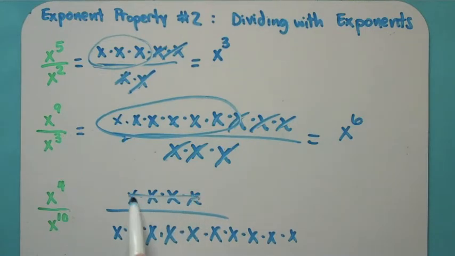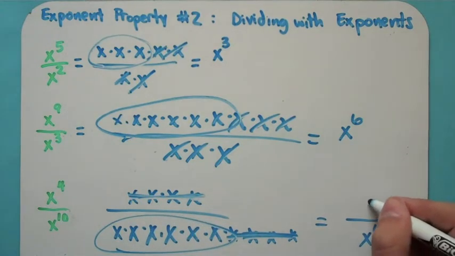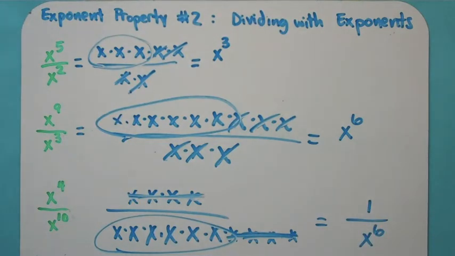So 4 of my x's up top will cancel with 4 of my x's on the bottom, and I end up with 6 x's left over, but this time they're on the bottom of the problem. So I'm actually going to put my x to the 6th down there. I have nothing left up top, so I'm going to put a 1 there. When it's over 1, you don't have to write it, but when it's 1 on top, you do need to write it to show that it's actually a fraction. So you get 1 over x to the 6th on this problem.